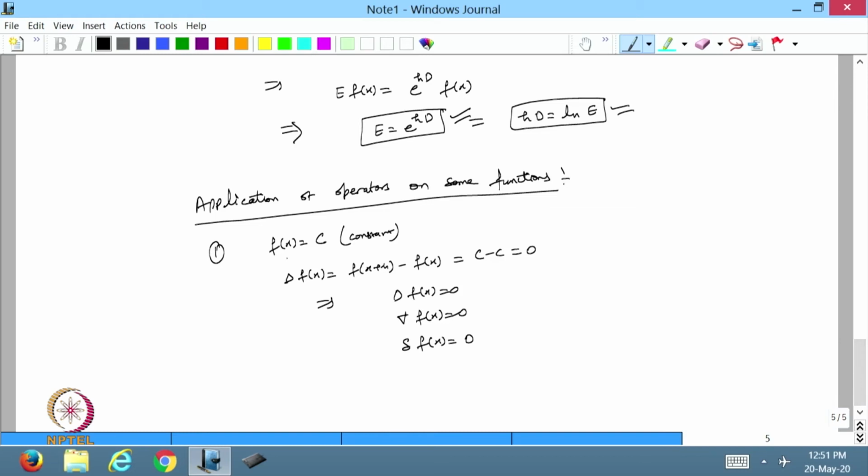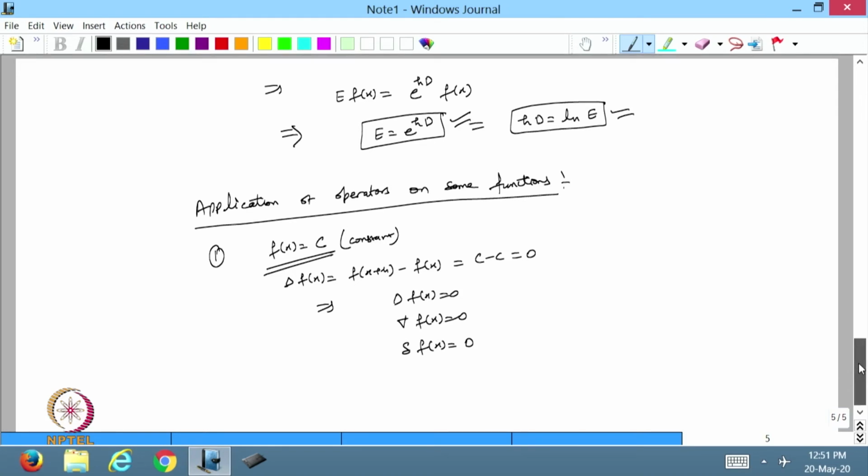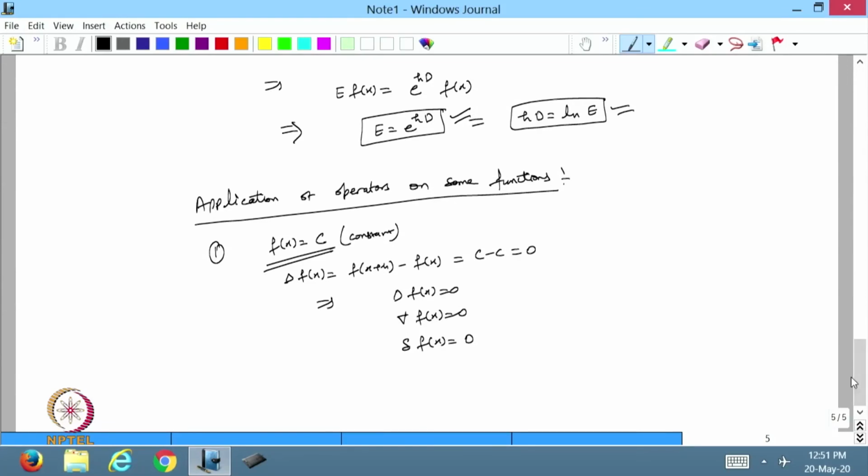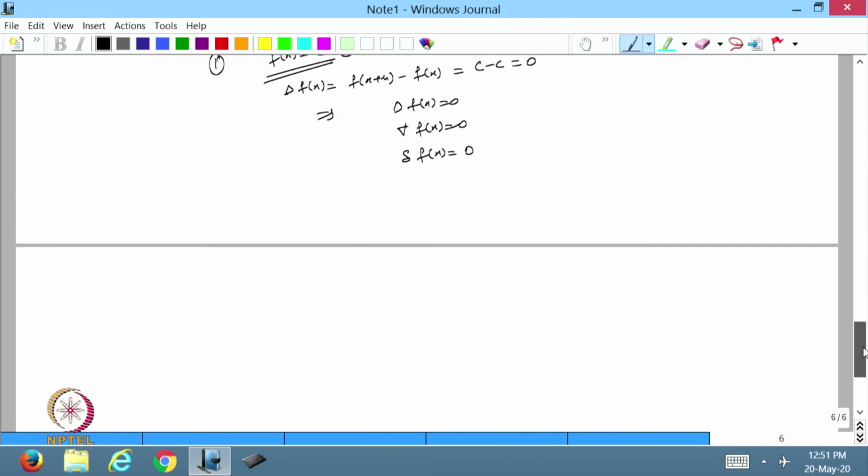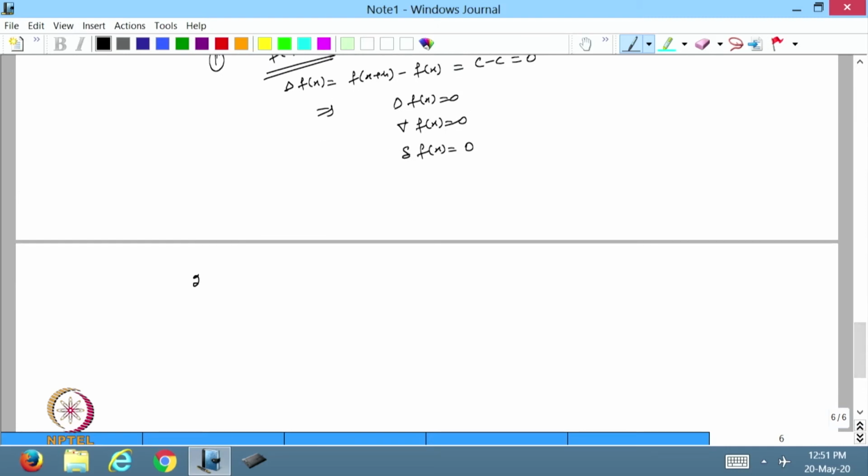So, from here I can say that if I take a constant function and apply my difference operator on that, forward, backward, or central, then the value will be 0. So, it is the same as the derivatives. If you take the derivative of a constant function, its value is 0. So, this is the constant function. Let us take the next function.